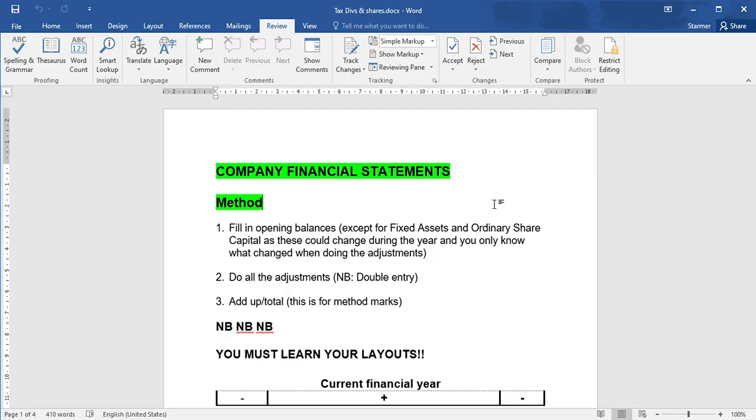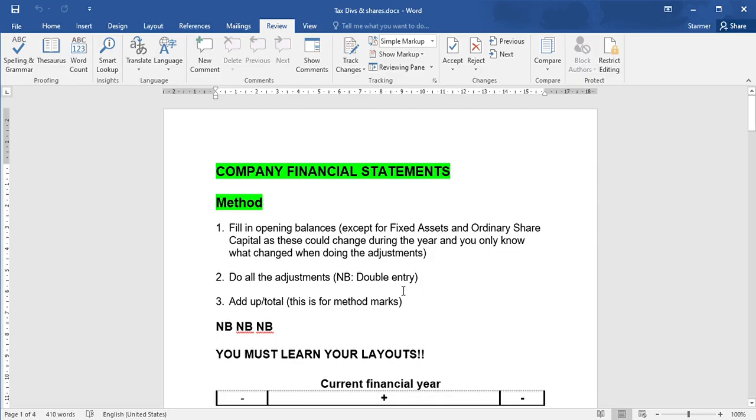Right, starting with the method that you need to follow when doing financial statements. The first thing you're going to do here is you're going to fill in your opening balances. That's all your balances from the pre-adjustment trial balance. The two that I leave out here are fixed assets and ordinary share capital. And the reason for that is these could change during the year, and you'll only know what has changed, whether it's been recorded and so on, when you actually do the adjustments.